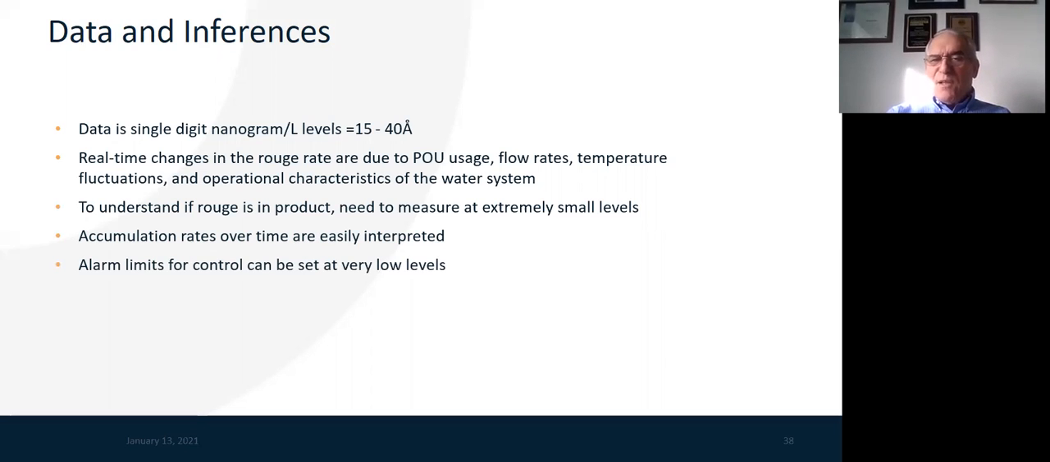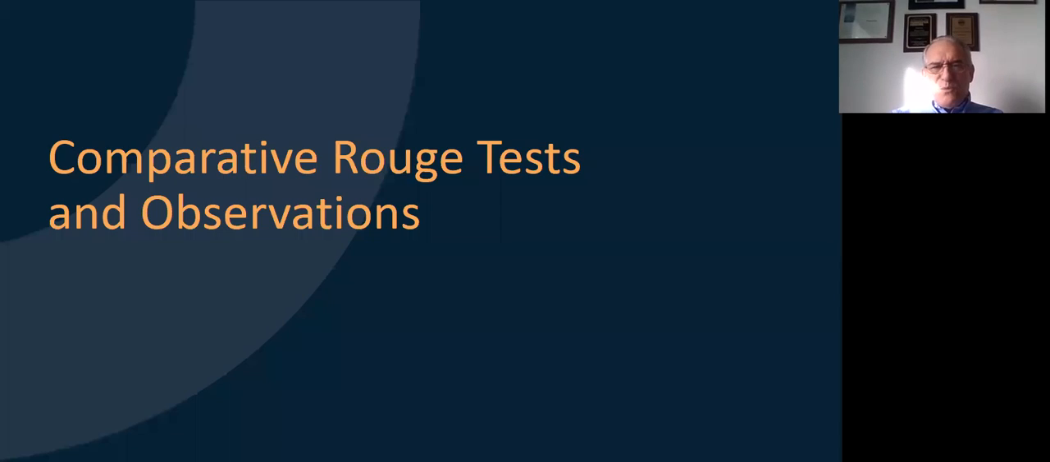We can set alarm limits, both specification alert, action, and action alert and specification limits on our systems, on our computers, in order to see what's going on with our water systems. Those alarm limits can be set for very low levels. And we can also determine what the frequency is for derouging passivation upon real data. So we have a scientific assessment for derouging and passivation. Go over to the next section on the comparison.